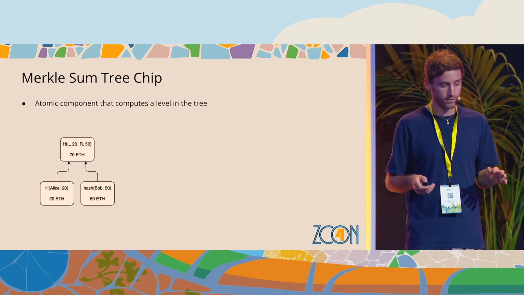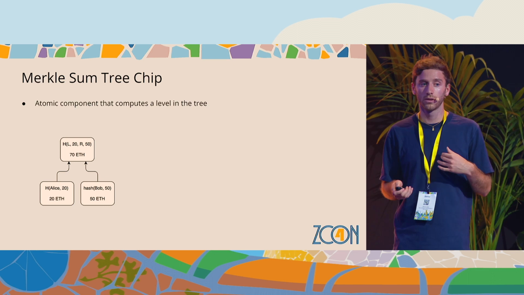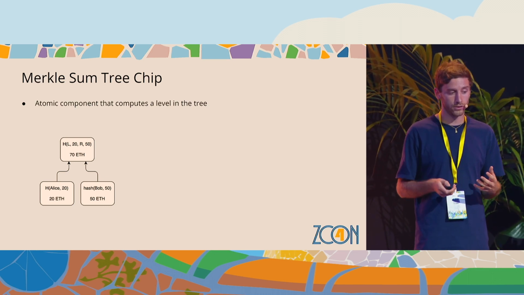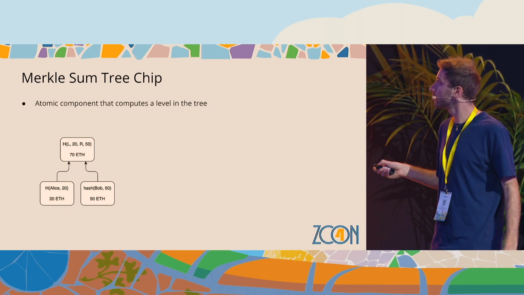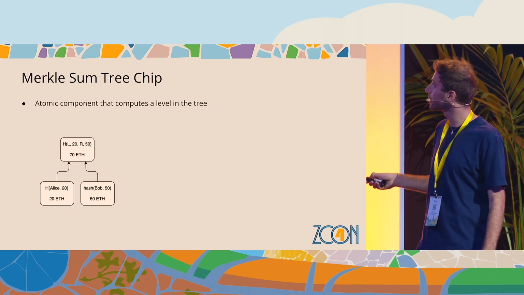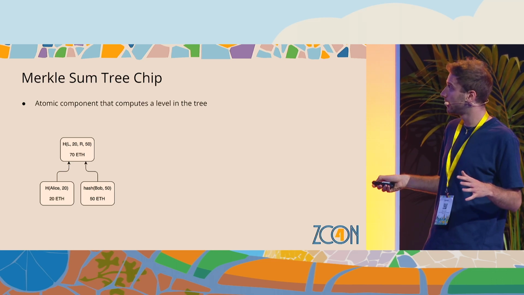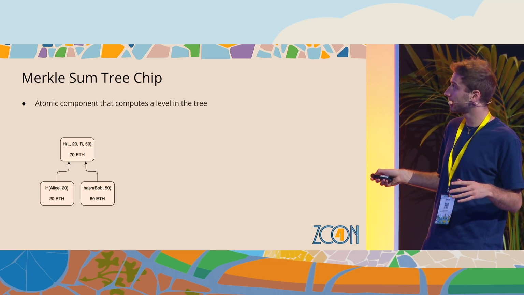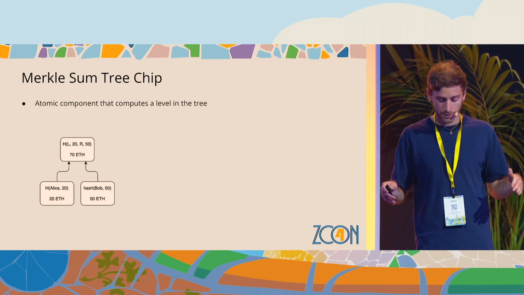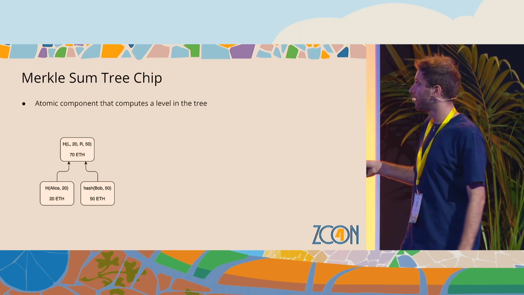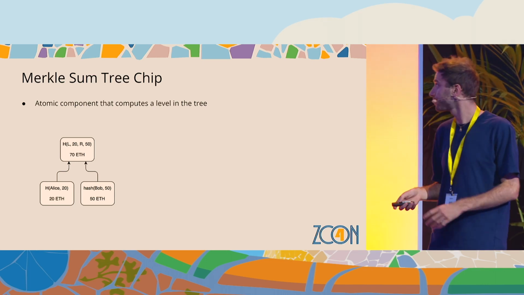Okay, so now we ended the intro to Halo2, and we are gonna go deeper into the chips that we designed for Summa. The chip that I want to speak to you about is the Merkle-Sum3 chip. It's a very simple chip that computes a level in the tree. So in this example, we are actually taking the first level, so going from the leaves to the first middle nodes, but the same chip can be applied to any level inside the Merkle tree.